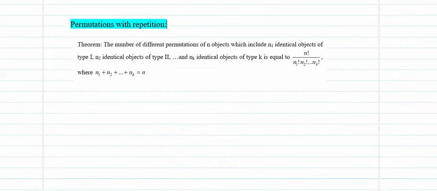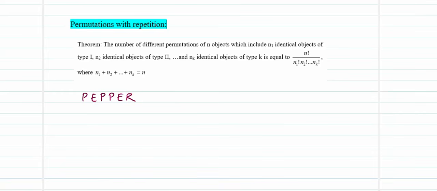Next, we have the permutation for repetition of objects. If we have identical objects repeating themselves, then what you do is you take the total factorial and divide by the factorial of the number of times the values are repeated. Say suppose I have the word P-E-P-P-E-R, pepper.